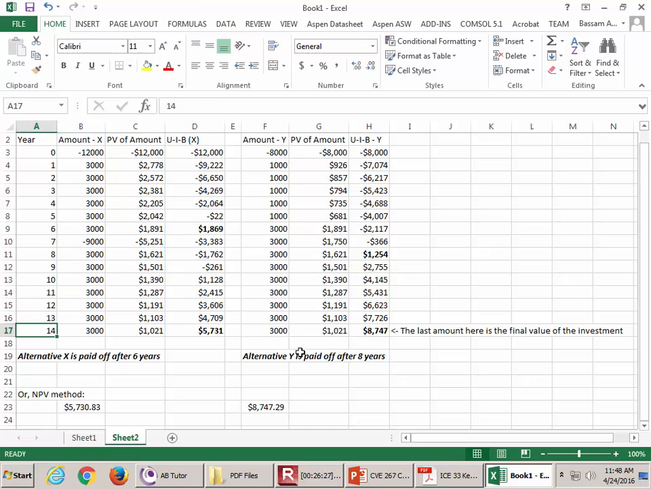If we're comparing apples to apples and 14 years of service, then it turns out alternative Y is better because it has the higher present worth. Even though it takes longer to pay off, you're still getting a better value with option Y. Any questions about that?